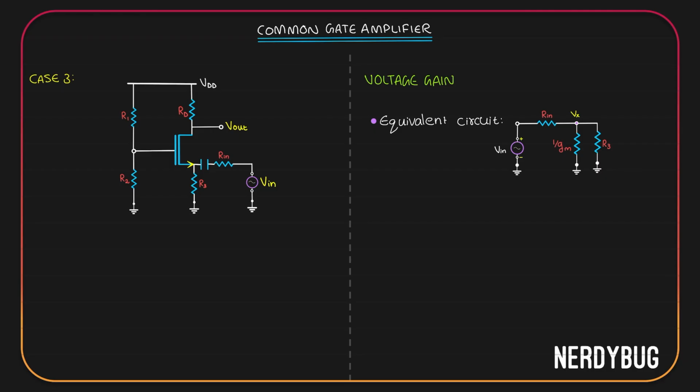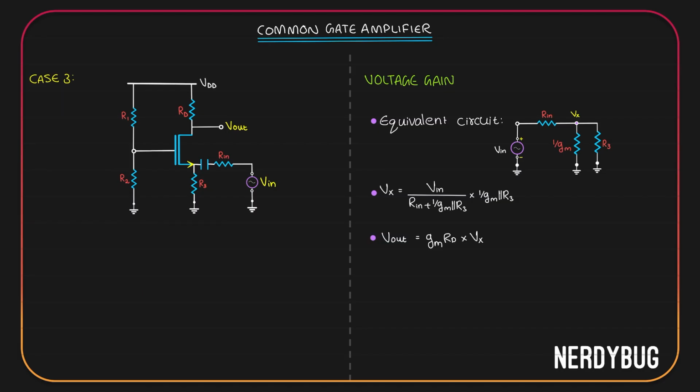First, I want to write the expression for Vx in terms of Vin, which is pretty easy. All we have to do is use voltage division. Here Vin gets divided between Rin and 1/Gm parallel to R3. Out of that, whatever is dropped across 1/Gm parallel to R3 will be Vx. So Vx is Vin divided by Rin plus 1/Gm parallel to R3, multiplied by 1/Gm parallel to R3. This is the actual input our circuit is getting.